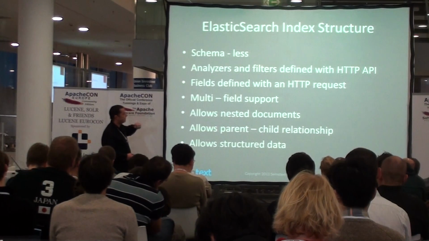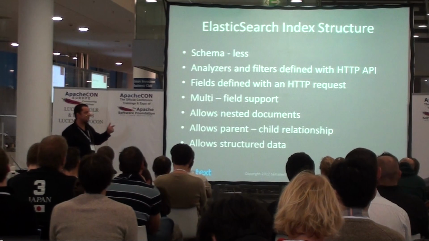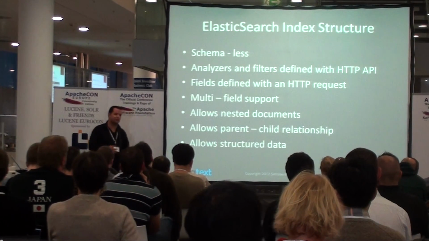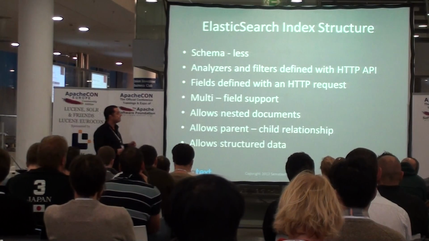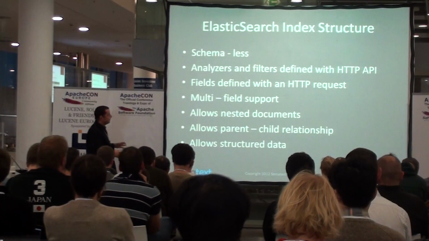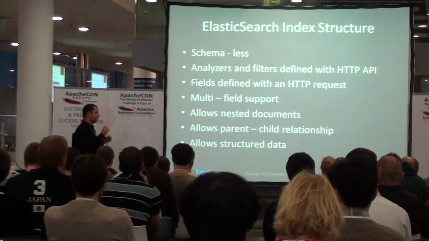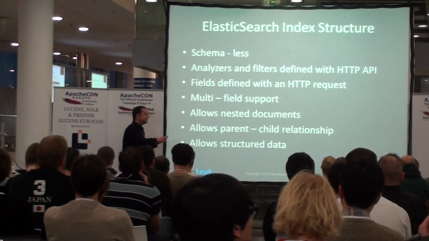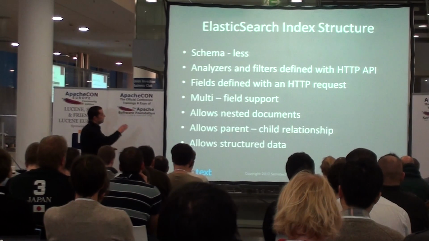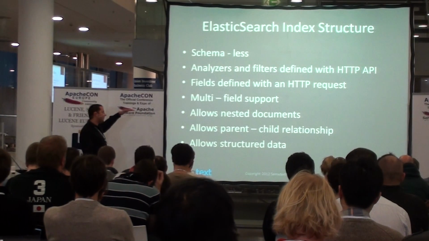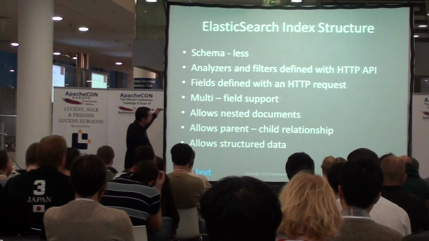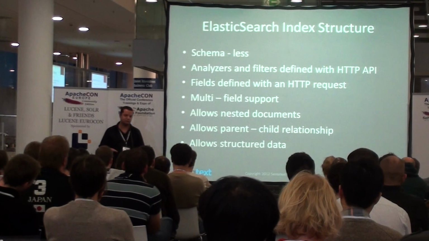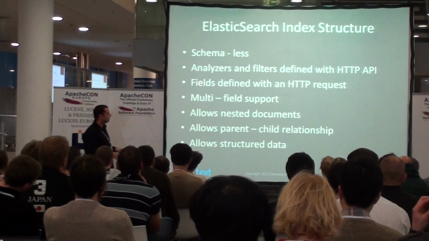Analyzers and filters can be defined with HTTP APIs and can also be set in the Elasticsearch configuration files. That's one very nice thing, because you can create indices on the fly and specify the field type and the analysis. The same comes with the fields. There is multi-field support. It's more or less the same as the copy field feature in Solr.